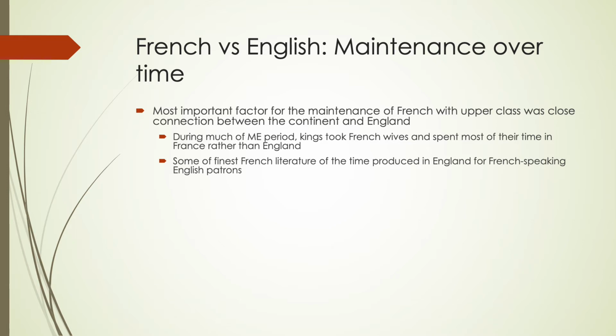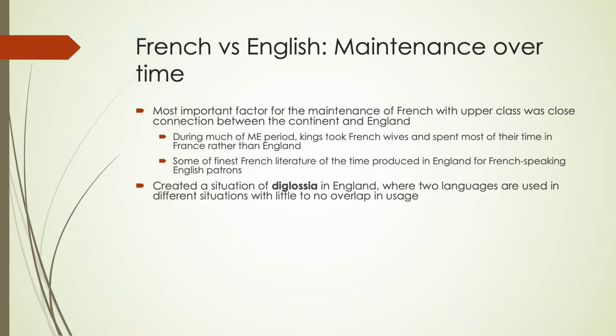What ended up happening is that this creates a situation of what we call diglossia in England. So diglossia is a situation where there's two languages that are used in the same place, but they're used in different situations, and there's very little overlap in usage. So we're not going to see a lot of examples where French and English are going to be spoken at the same time or by the same people or in the same contexts. There's very few examples where both languages would actually cross over with each other in the same kinds of settings.